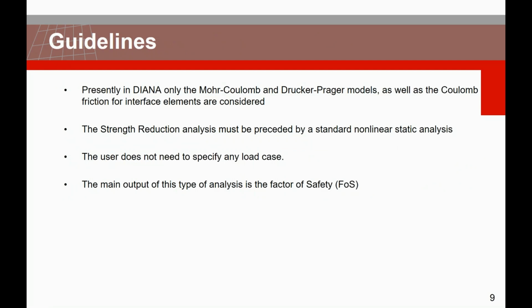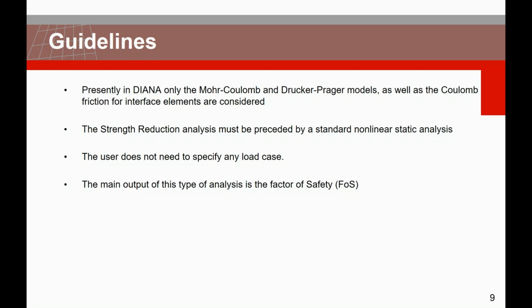Presently in Diana, only the Mohr-Coulomb and Drucker-Prager models, as well as the Coulomb friction for interface elements, are considered. The strength reduction analysis must be preceded by a standard nonlinear static analysis, as I mentioned. You apply your self-weight and any additional loads, and then you run the strength reduction. The user does not need to specify any load case in the strength reduction. And the main output of this analysis is, of course, the factor of safety.